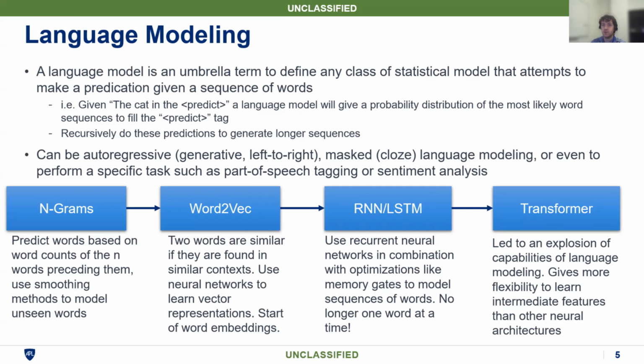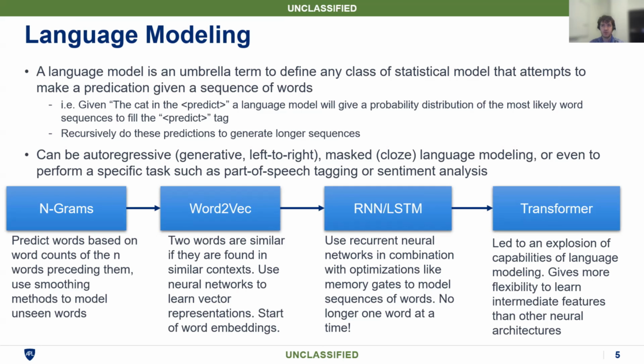You can also perform specific tasks such as part of speech tagging or sentiment analysis. So in that case, you are predicting this is a verb, this is a noun, and basically building out a sequence of grammar tags or even sentiment tags. So like this sequence of words is a happy sentence, this sequence of words is a sad sentence. So there are lots of tasks that are encompassed in the term language modeling. But nowadays, when people talk about large language models, they're mostly talking about the autoregressive generative models.